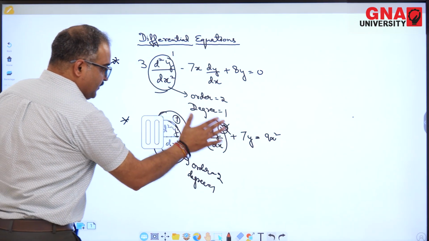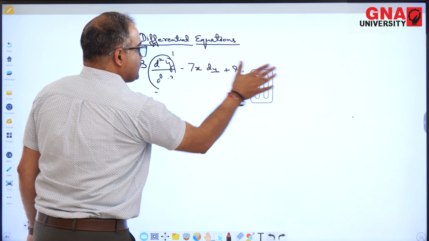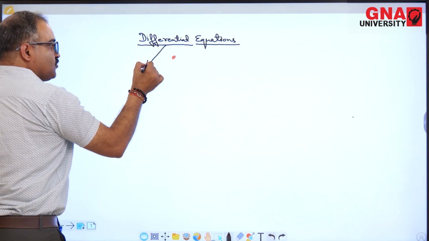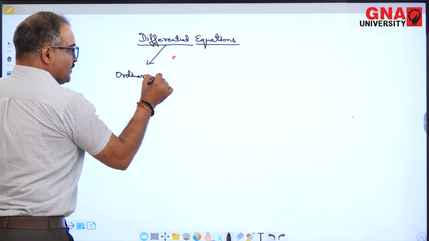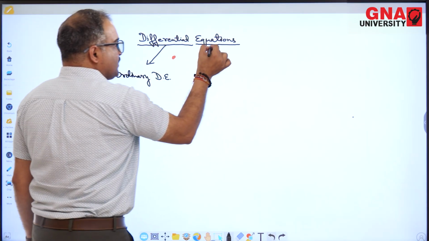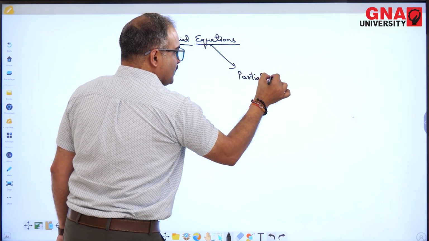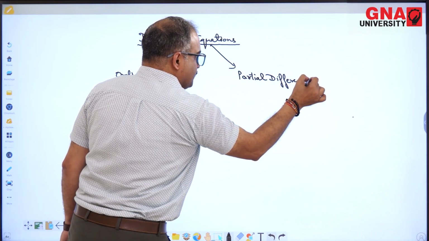Now when we consider differential equations, we face two types of differential equations. The one that is known as ordinary differential equation, and the second one is known as partial differential equation. So what is the basic difference between them? We will study this one.